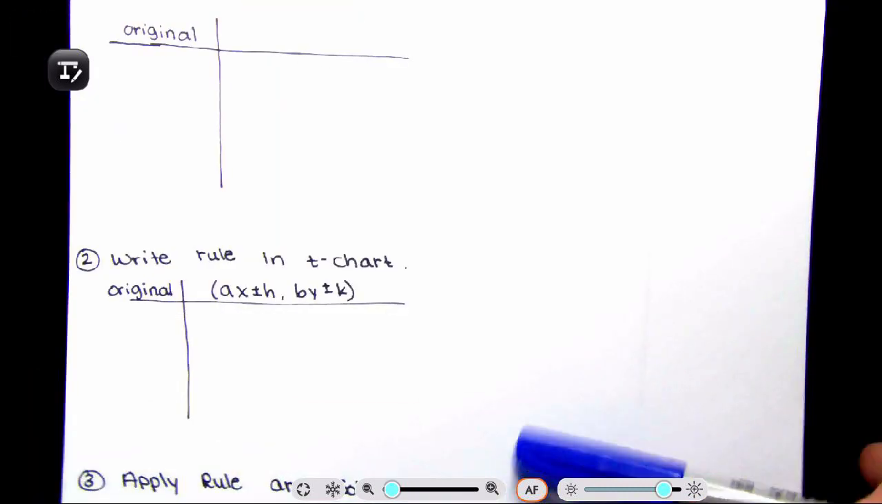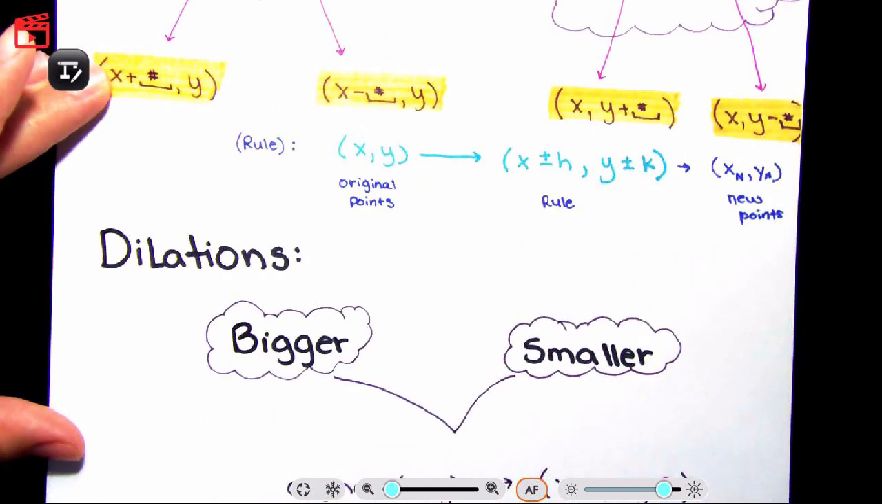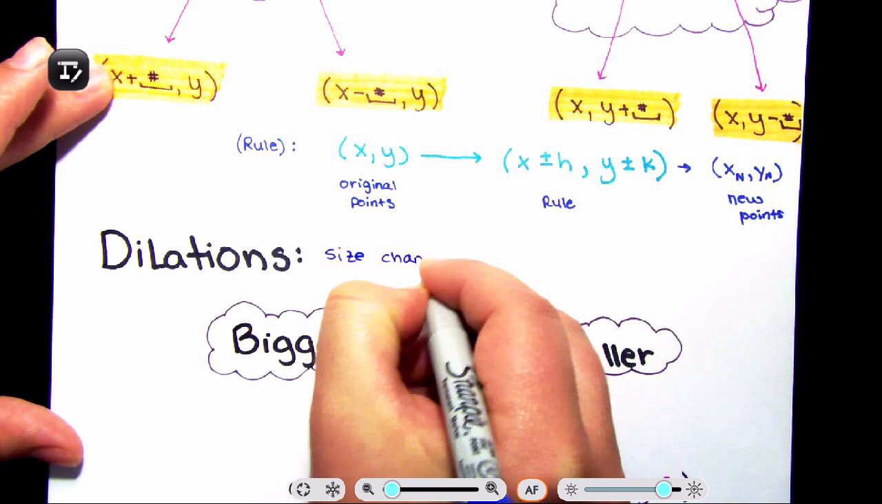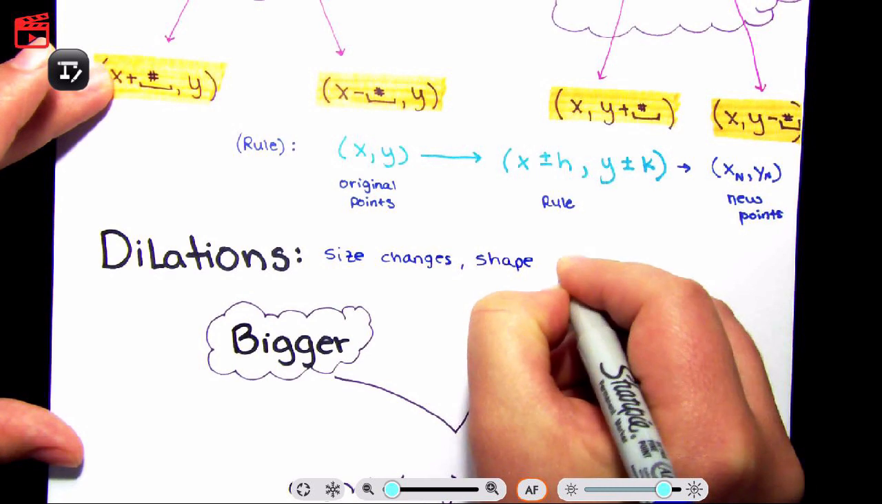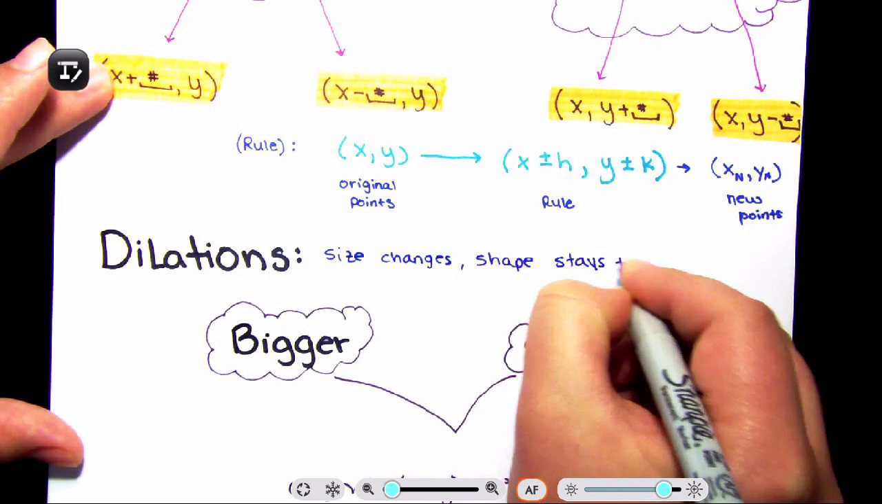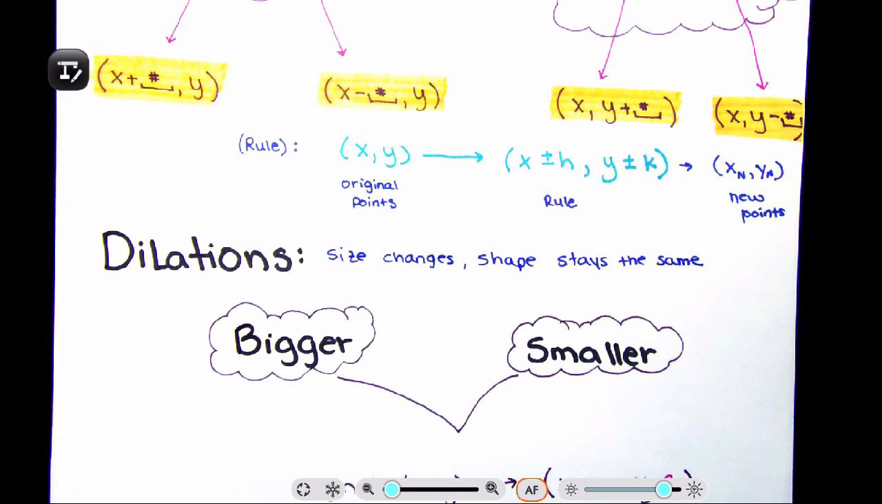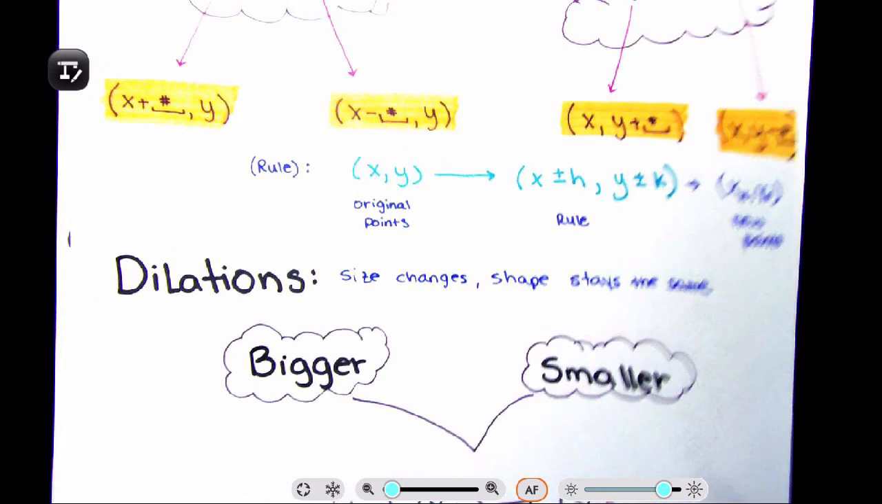Now let's talk about transformations. Let's go back to dilations for a second. So with a dilation, your size changes, but the shape stays the same. And the reason that the shape stays the same is because you are applying the same factor. You are multiplying by the same number for your x values and your y values. So size changes, but the shape stays the same for dilation.